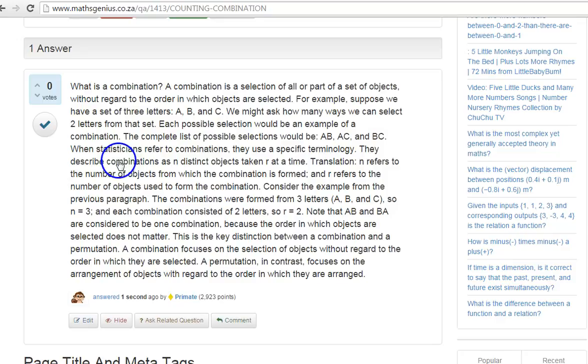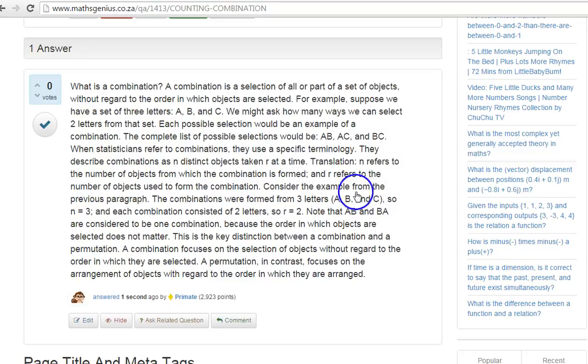When statisticians refer to combinations, they use specific terminology. They describe combinations as n distinct objects taken r at a time. The n objects here would be 3, so n is 3, taken r at a time. We're taking 2 at a time, so r is 2. Translation: n refers to the number of objects from which the combination is formed, and r refers to the number of objects used to form a combination. I think that is very clear.